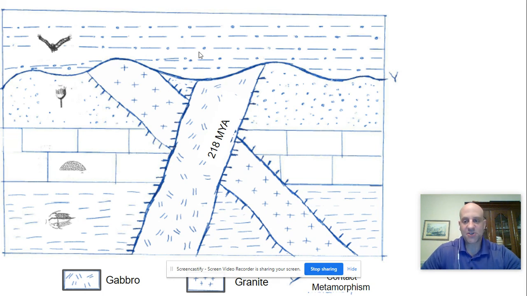This concludes part two of our relative time lesson. I hope this helps you to interpret geologic cross-sections in your earth science class.